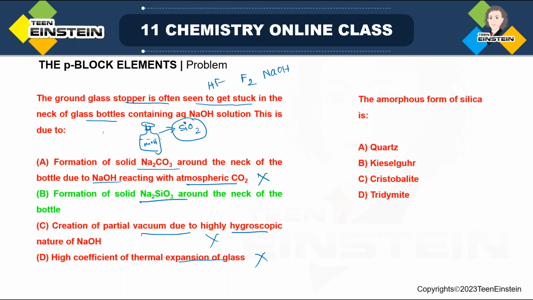Next question: the amorphous form of silica is. This is simply a memory based question, and in the last class different forms of silica were mentioned. Quartz, cristobalite, tridymite, these three are crystalline forms, but this one is not crystalline, it is amorphous. So this should be the correct answer.